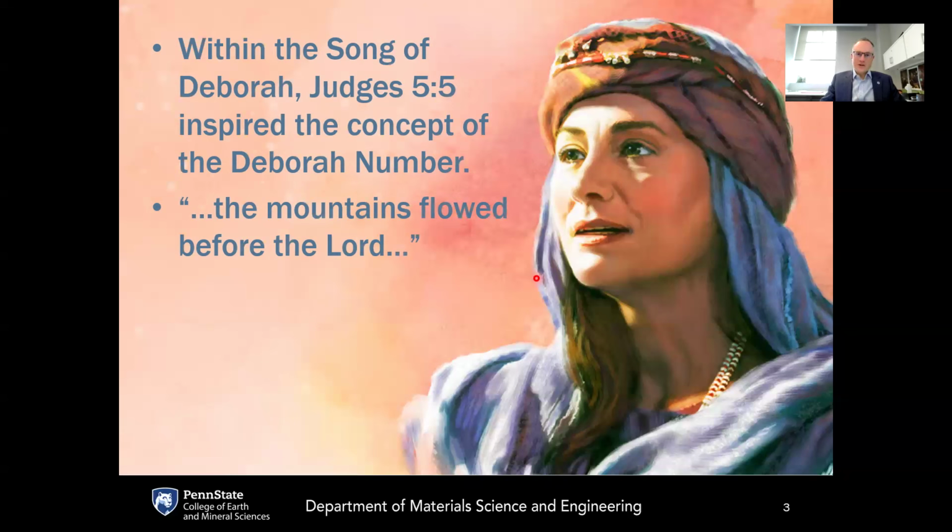The specific translation that inspired the concept of the Deborah number is shown here, where she says, "The mountains flowed before the Lord." And the idea is that if we as human beings take a hike on a mountain or go skiing on a mountain, we do that with the implicit understanding that the mountains are not going to flow underneath our feet. So the mountains are considered to be static, and we traverse hiking across the mountains or skiing down the mountains, believing that the mountains are not going to flow underneath our feet. And most of the time, that is a pretty good assumption.